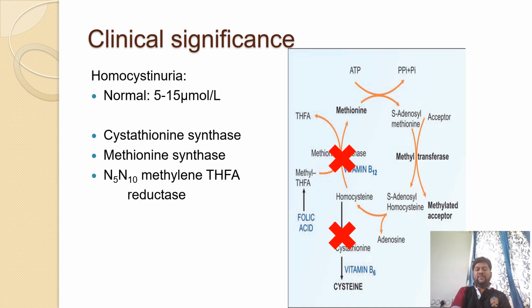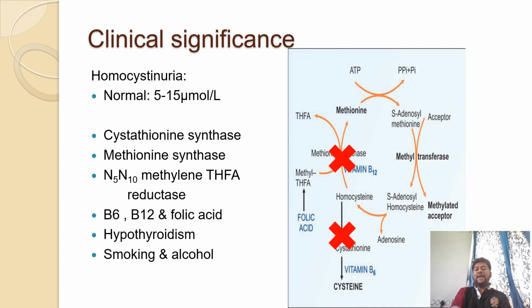Apart from these enzyme deficiencies, even coenzyme deficiencies like vitamin B6, B12 and folic acid deficiency can also lead to homocystinuria. And apart from these, even hypothyroidism, old age, smoking and excess alcohol consumption can also lead to homocystinuria. So these are the various causes for excess homocysteine production. Now we will see what is the effect of this excess homocysteine production.